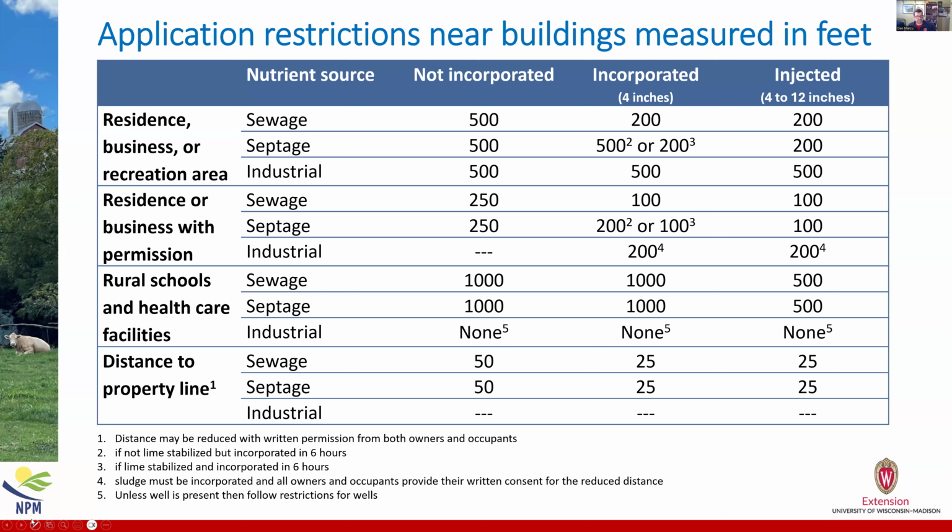Again, for septage, there is that provision in there whether or not it is mixed with lime and incorporated within 6 hours. For rural schools and healthcare facilities, again, we have that 1,000-foot setback for sewage and septage, or if you inject it, it's 500 feet. For industrial, there are no restrictions. However, if there is a well on the property for those rural schools or healthcare facilities, you have to follow those guidances for the well. And then for the distance to property lines for sewage and septage, you can see the differences there for non-incorporated or incorporated and injected.